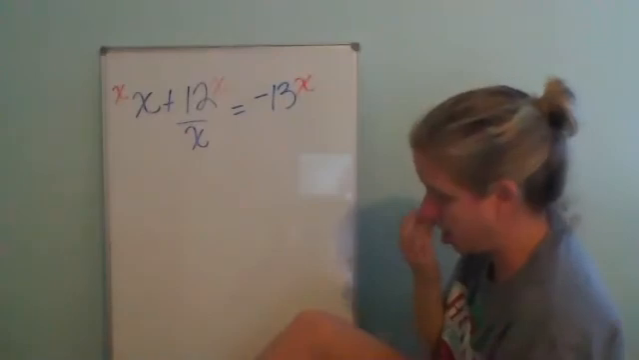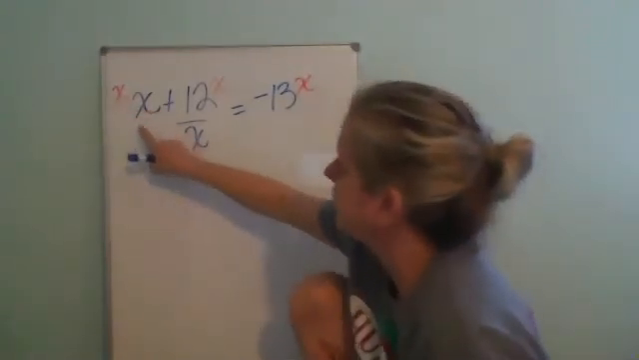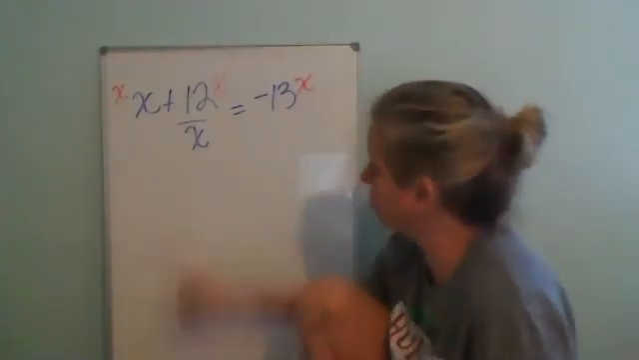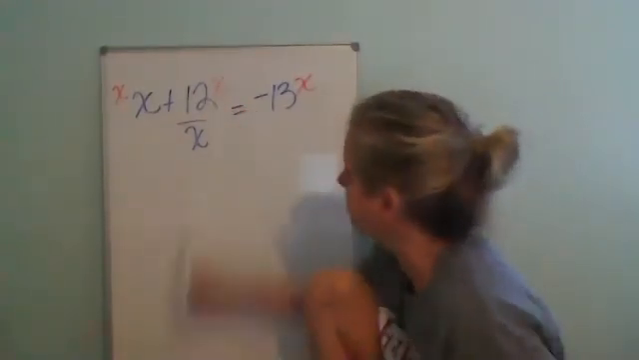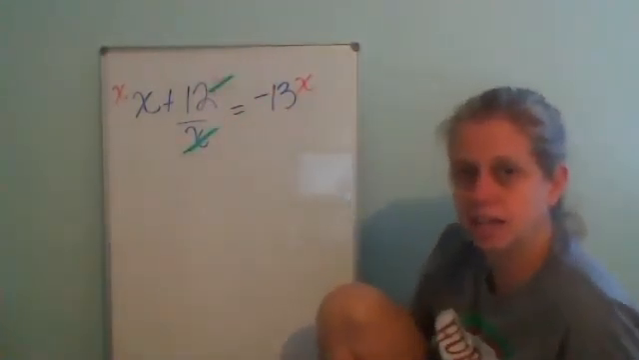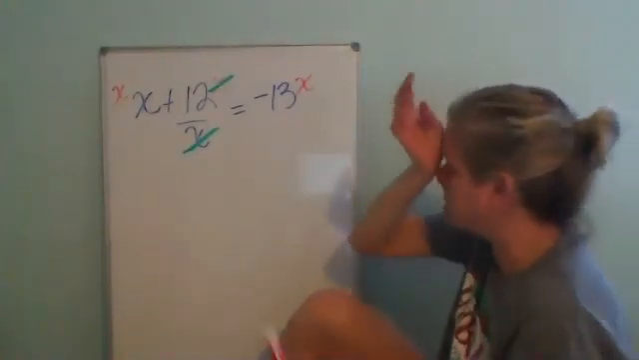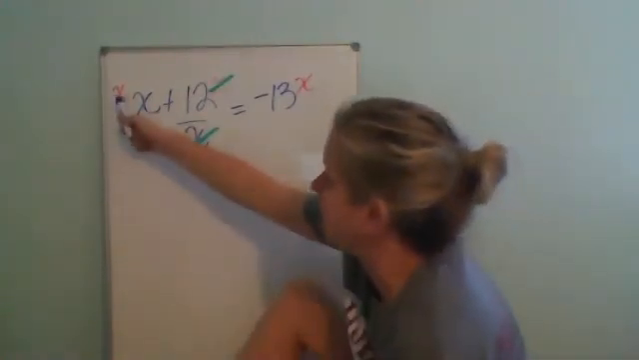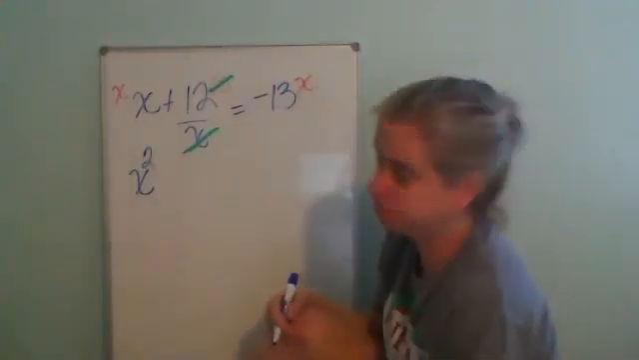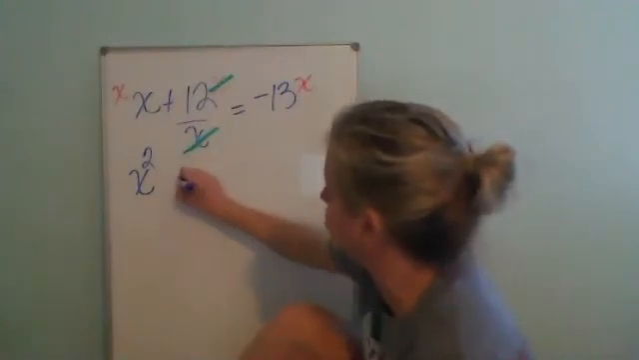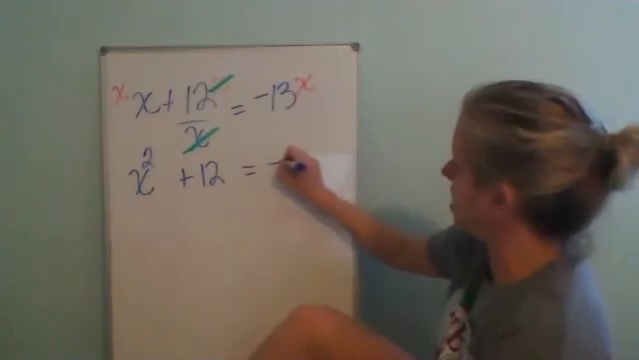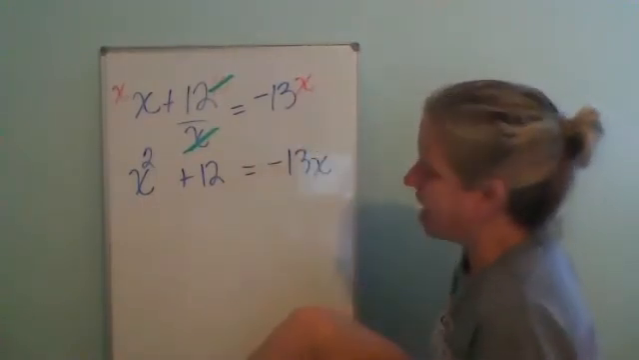So let's see, on this side, I have x times x, because the only one that has a denominator that's going to cancel is this one right here, right? It's the one that has the x in the top and bottom, so it's going to cancel it. Everybody else still has an x in the top, so let's see. Unfortunately here I have x times x, which gives me x squared. All that's left here is the plus 12, equals, here I have a negative 13 times x, which is negative 13x.